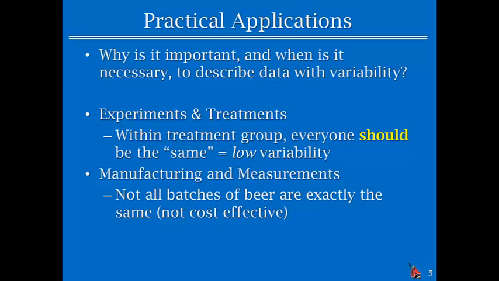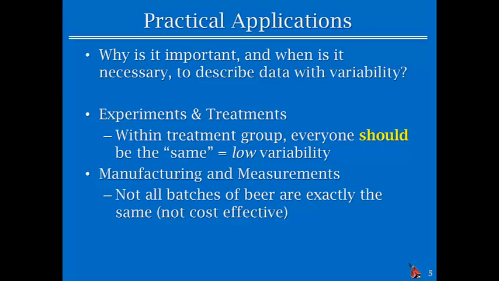So why and when is it important to understand variability and to be able to describe a distribution or a data set's variance? Well, there are lots of examples, but I'm just going to give you two. For example, in the context of experiments and treatments, we might be interested in the effectiveness of a new drug or a new exercise program. And let's say if we are doing a new drug, the prescription is for participants in the treatment group to take it 3 times per day.